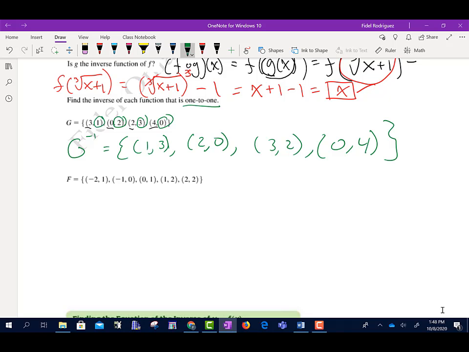So let's take a look at f. The first thing we want to figure out is, is the function 1 to 1? Do the y values repeat? So far, we're okay. Nope, they repeat. Those y values repeat, so there is no f inverse.